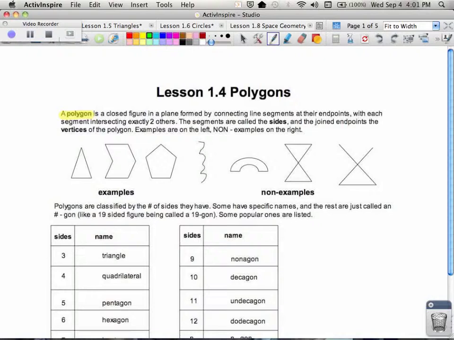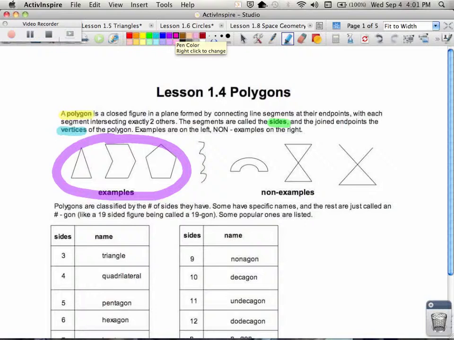So we have a couple other vocabulary words: sides, and we also have vertices in the polygons. Down below here in the pictures, we have some examples of polygons on the left. So the three figures on the left, circled in purple, are examples of what polygons could look like. Just three examples. Notice that they all have straight segments for sides, and there's no crossing segments.